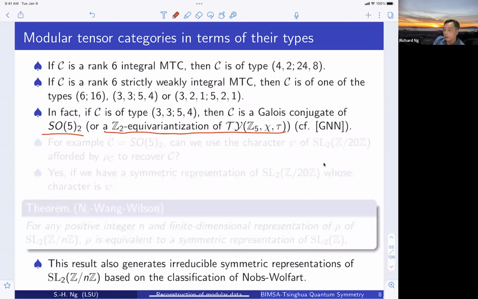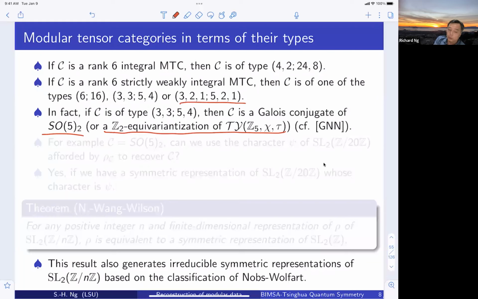We realize this as a C5 equivariantization, a C2 equivariantization of the Tambara-Yamagami category. But then you can also think of this as actually living inside the quantum double of the Tambara-Yamagami. You take the adjoint part of the double of the Tambara-Yamagami. But what about this? This is harder to explain in terms of quantum groups.